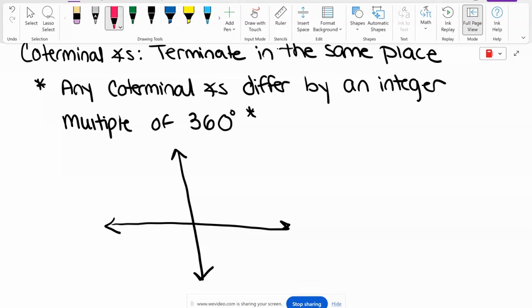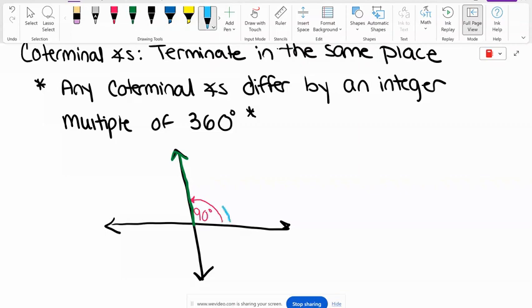All right, let's say I have a 90-degree angle. And now I want to create a coterminal angle with my 90-degree angle. Now, my 90-degree angle, its terminal side is right here. Do we agree? This is my angle. So I want to create another angle that has that same terminal side.